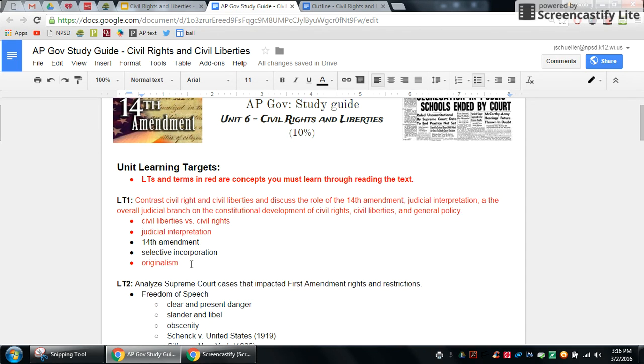So, Learning Target 1 is mostly reading. It's stuff you already know, talking about the judicial branch's role in policy that deals with civil rights and civil liberties. You can read all that here. I'm not going to teach these specifically, but you'll figure it out, especially through the reading guide. The rest of this is responsible on your reading guide, which you'll pick up later in class.